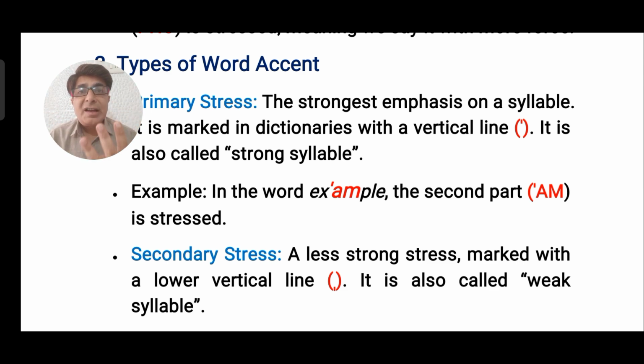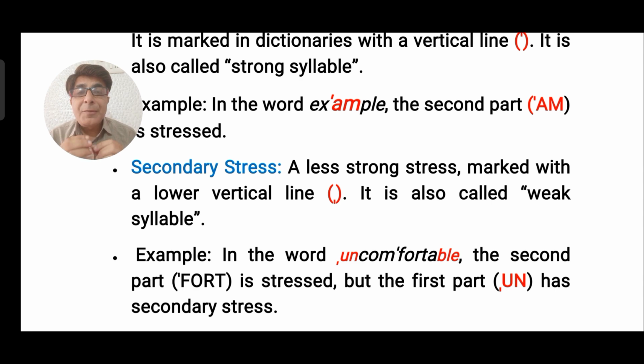example, it has three syllables. Okay, example. The second syllable here is stressed, and in the same manner you have the second type of word accent, and that is secondary stress. Secondary stress is marked with a vertical line on the lower line of the word.